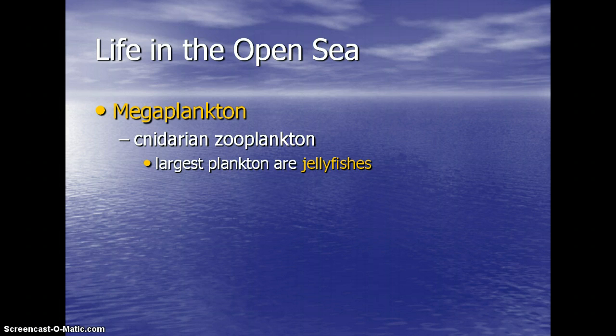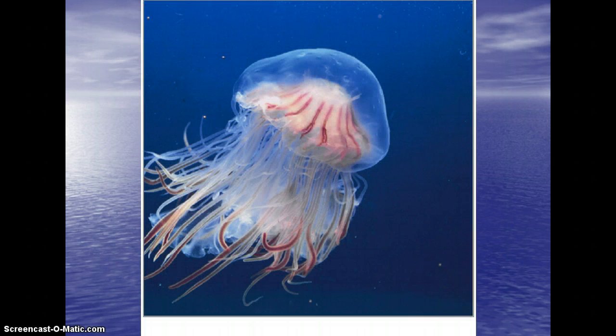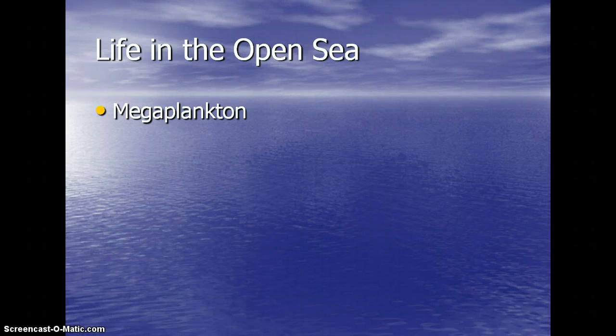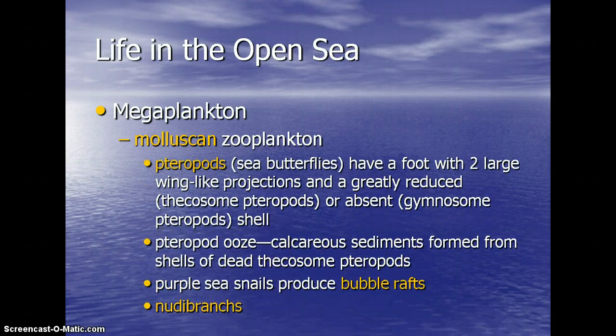And the largest of these guys are obviously the jellyfish. So you can have like the lion's mane jelly that can have tentacles that are 99 feet long. So they can be very, very large megaplankton. Here's just an example of a type of cnidarian zooplankton, jellyfish, and another type of jellyfish. Okay, so lots of different types of jellyfish will be megaplankton.